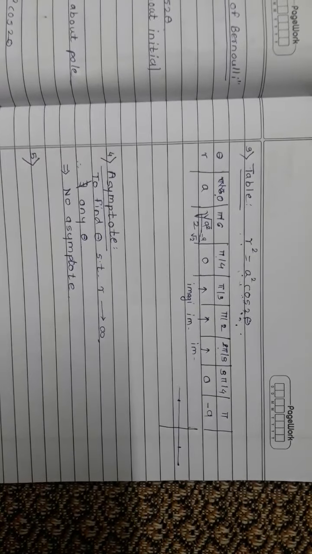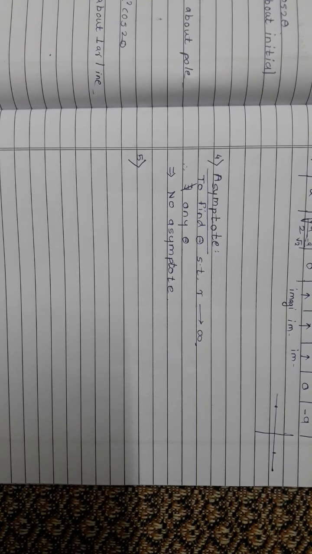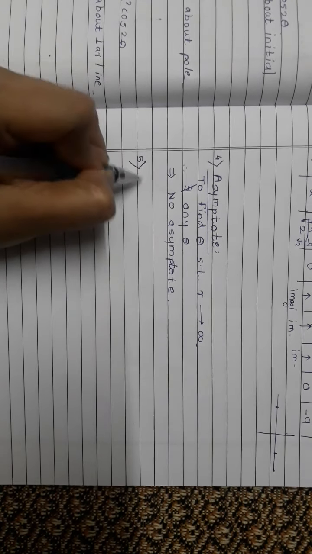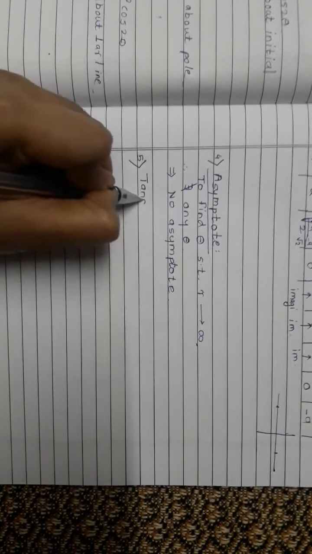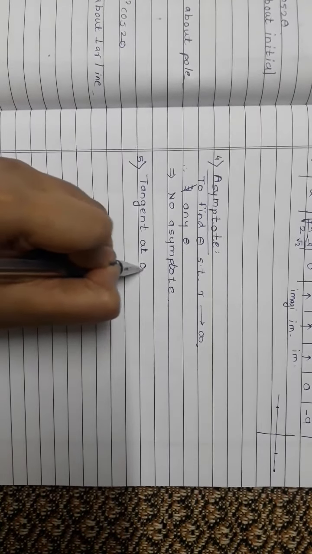Correct? And then the next part is we need to check whether there are some tangents at other points, right? So find out tangents at other points.